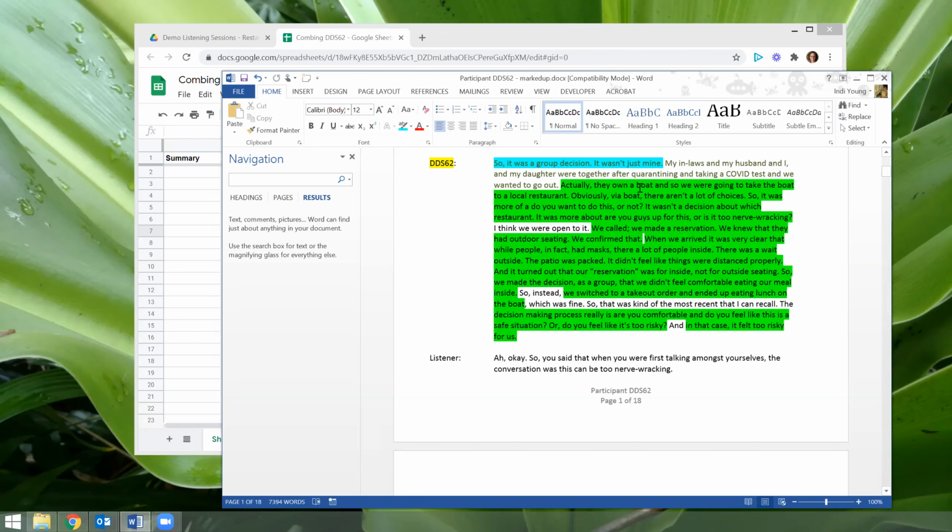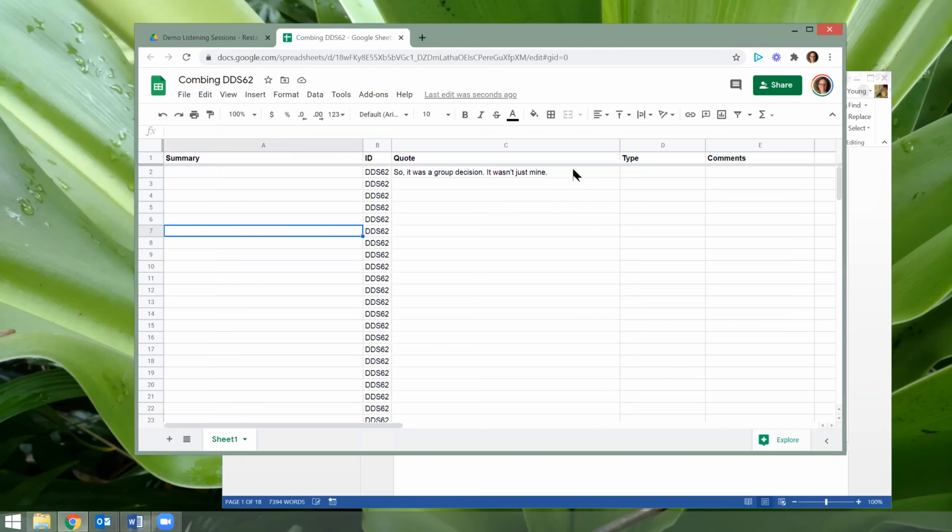And it wasn't my decision. Actually, they own a boat. So this is context setting, scene setting. They own a boat. So I wouldn't normally grab it. It's not depth, but it's going to describe what's going to happen here. So since we were in a boat, there weren't a lot of choices. It was just, hey, do we want to go to a restaurant or do we not? Or is it too nerve-wracking to do that sort of thing? So let me take that over here.